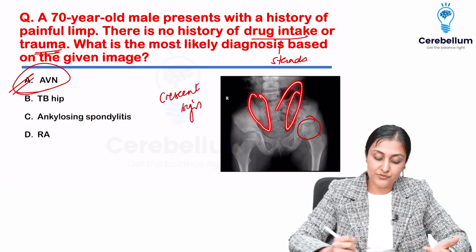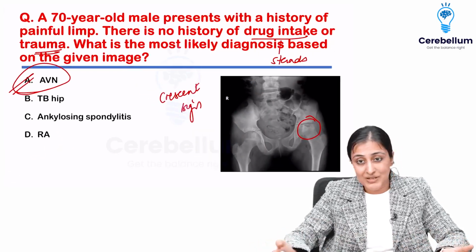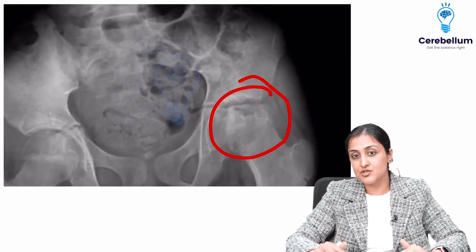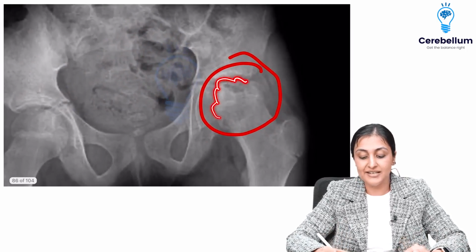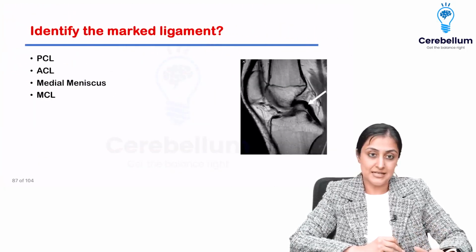Ankylosing spondylitis will have fusion of the SI joint. RA, rheumatoid arthritis, will have erosions. Again, it is an arthritis, so the joint should be affected. Here, it's not the joint, but the femoral head which is affected. So that's the primary diagnostic criterion.